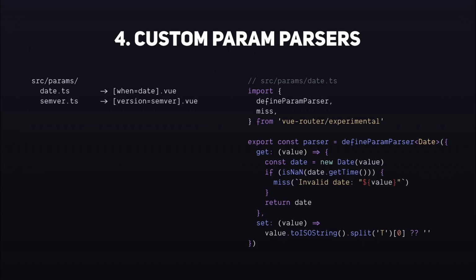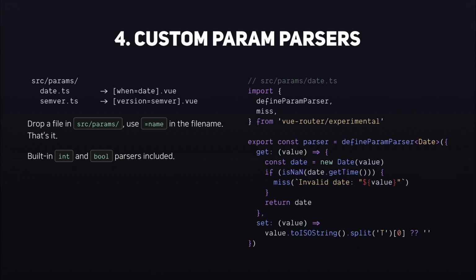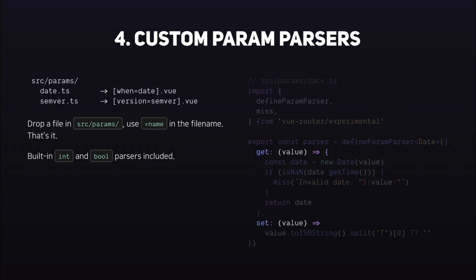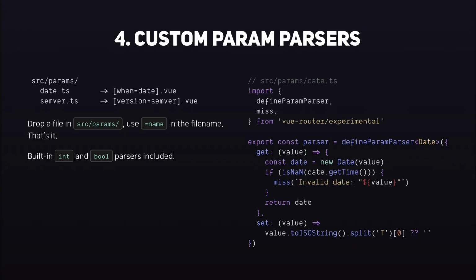But you probably need custom param parsers. So how do they work? You have a new folder that you can create, params, in your src or your application folder, where you create any TS file that exports a param parser. And then you can add the equal name in the file name, and it works. So for example, here we use defineParamParser. We pass the type generic just to simplify our lives, saying, OK, I'm expecting to transform whatever param I get, which is going to be a string, into a date.